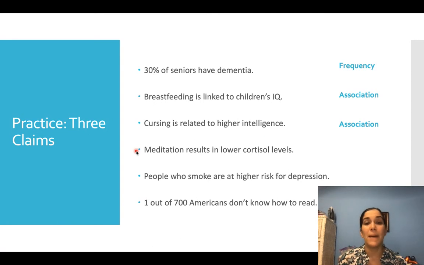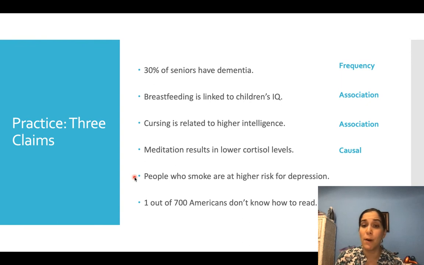Next is meditation results in lower cortisol levels. This is also a true claim. So what would you say it is? And it is a causal claim, right? Meditation results or causes or leads to lower cortisol levels. And there is lots of evidence that shows that groups that meditate versus groups that don't have lower cortisol levels, cortisol being a stress hormone.